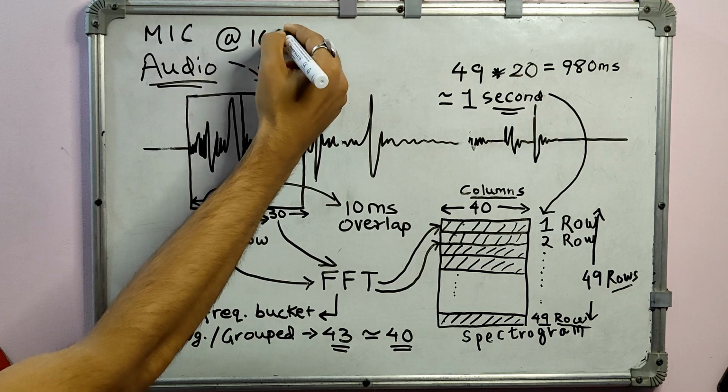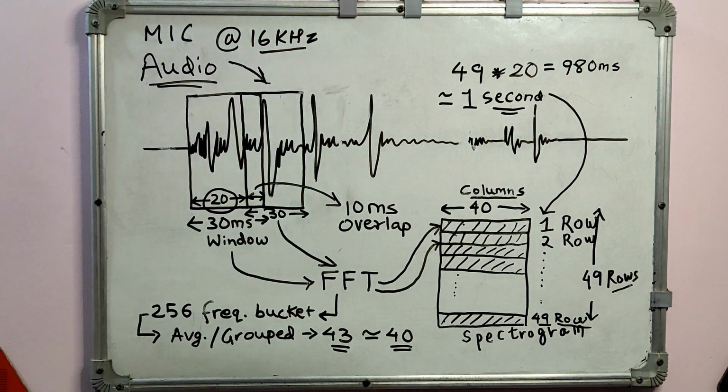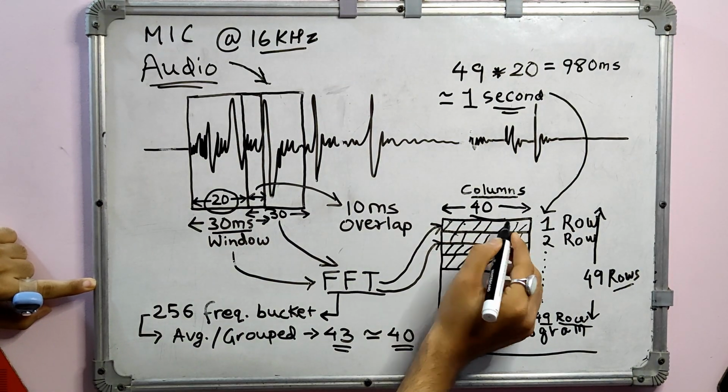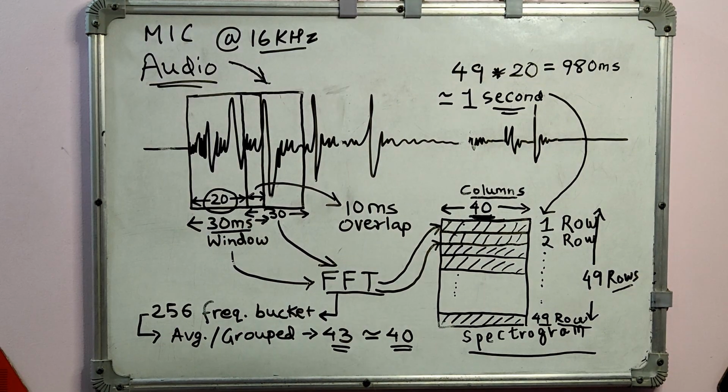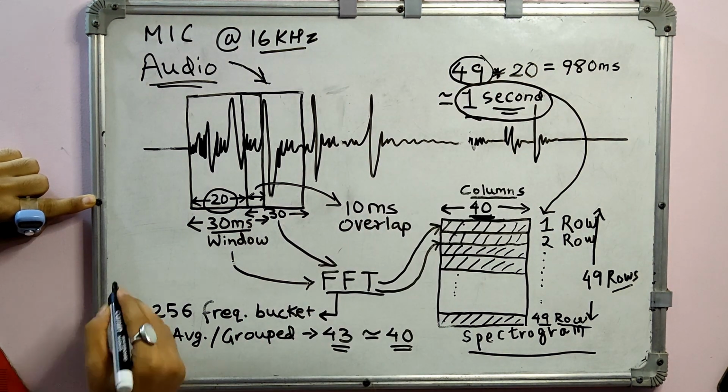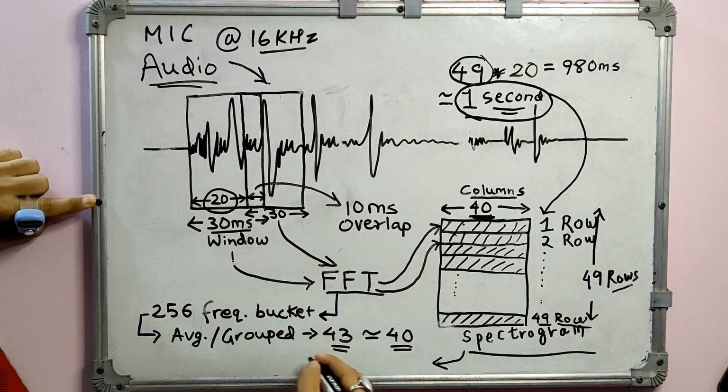Quick recap. Audio from the mic comes into the ESP32 at 16 kHz. We take 30 millisecond chunks, run FFT, convert them into spectrogram slices with 40 features. Each slice is 20 milliseconds apart, and 49 such slices together give us about 1 second of audio data. This spectrogram is fed into our quantized model, inference runs, and we detect the command to trigger an action.